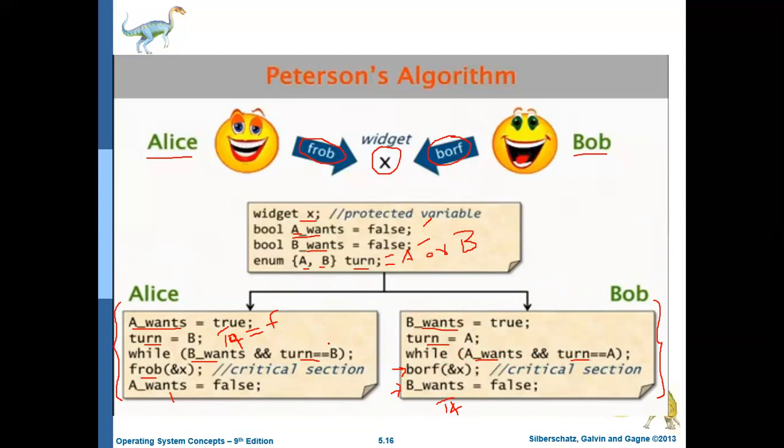If A wants is also true, then Bob will wait until A completes the critical section. Once A completes the critical section, A will make A wants false. So then this while loop will fail, and Bob will enter the critical section and perform B of X on that particular shared variable. And while coming out, Bob will make B wants false. Okay, so this is how this algorithm works.